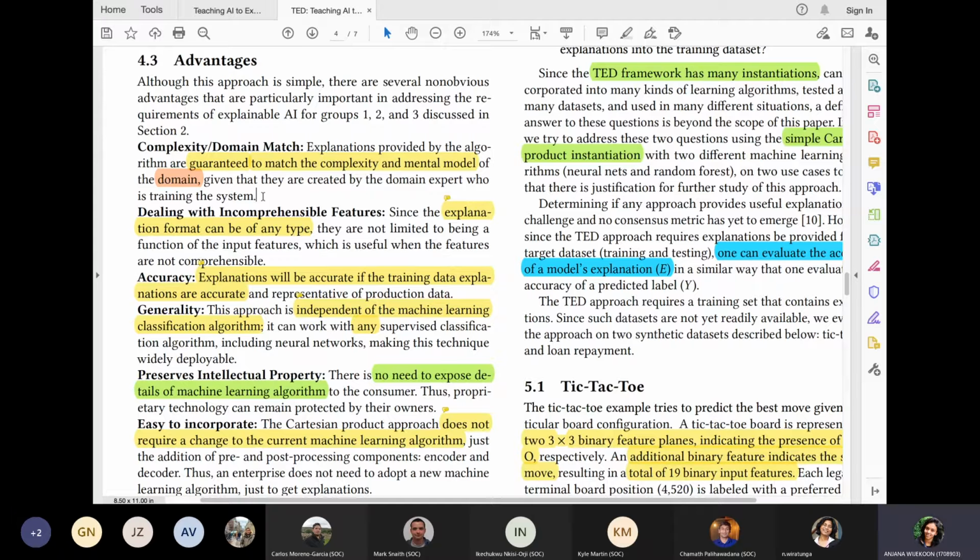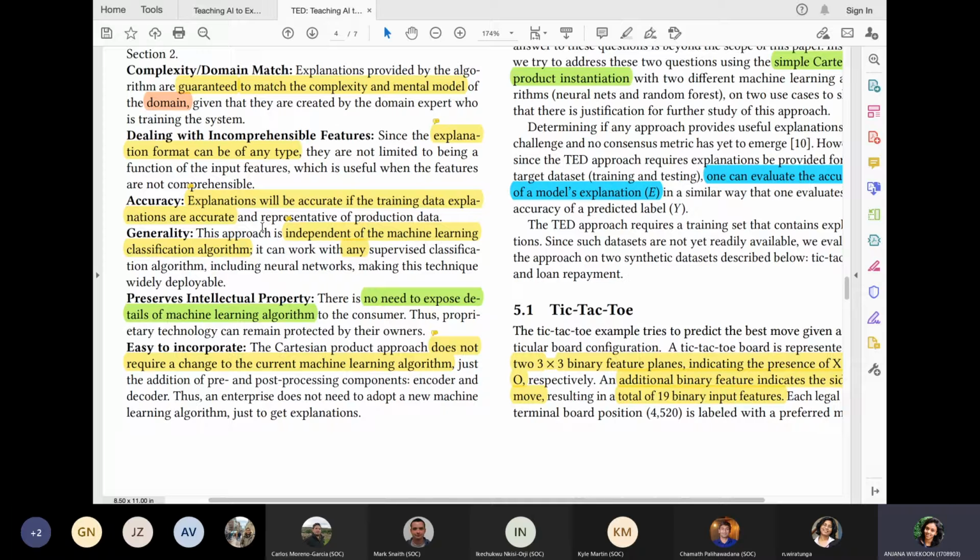I think it can be argued that a domain expert who provides this explanation, generally for the cancer treatment case, it can be a physician, but it's quite a stretch to decide that it does the domain match for a patient. So yeah, there are some arguments they make that can be argued later for us. So again, dealing with incomprehensible features, they say that the explanation format can be any type. They are not limited to being a function of the input features. Again, can be a bit of a stretch in practice.